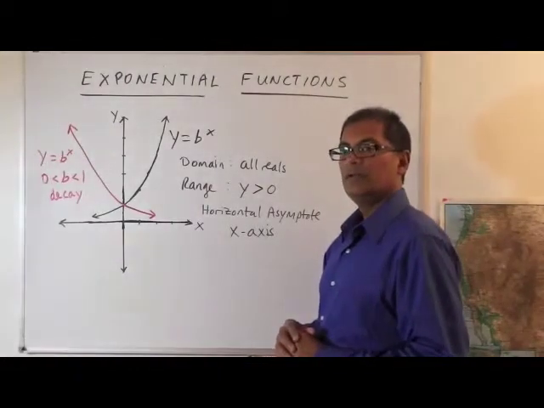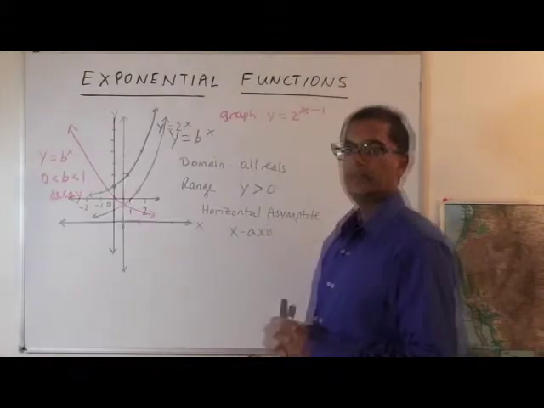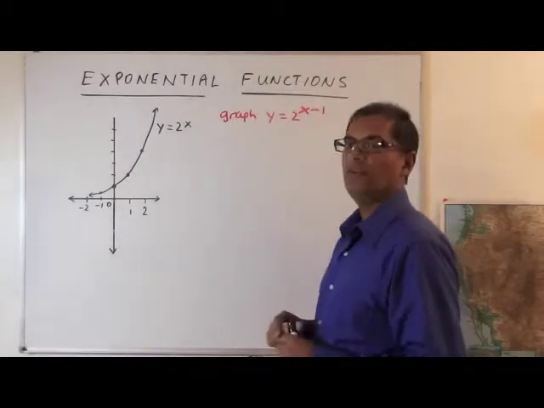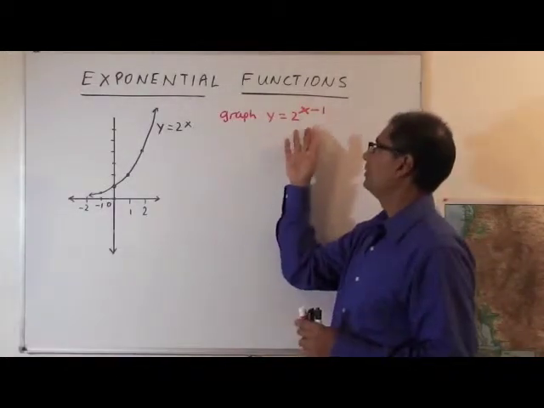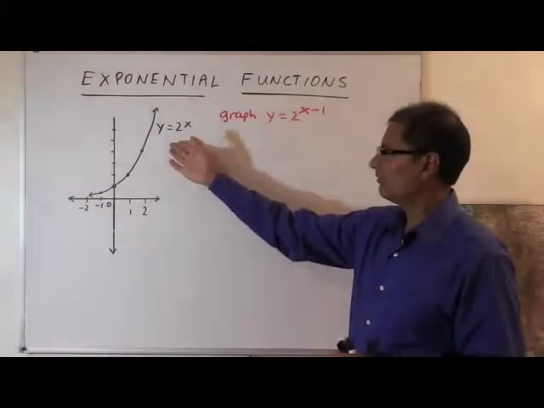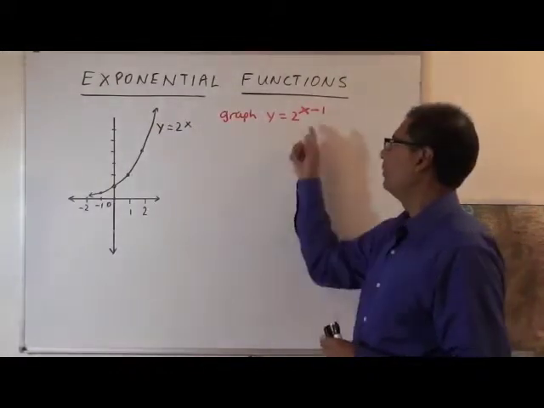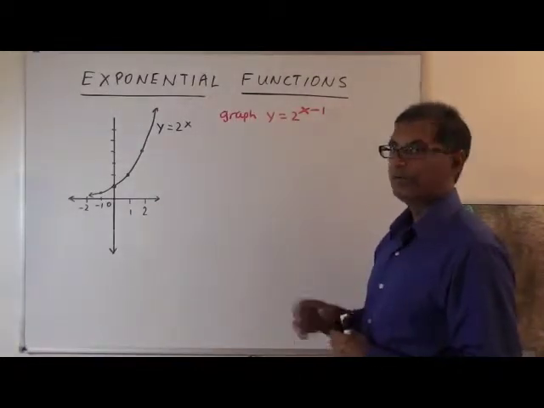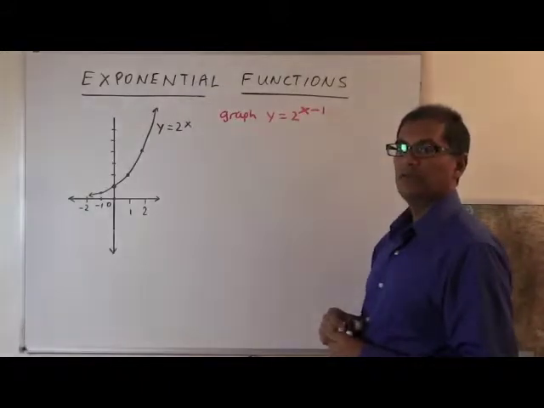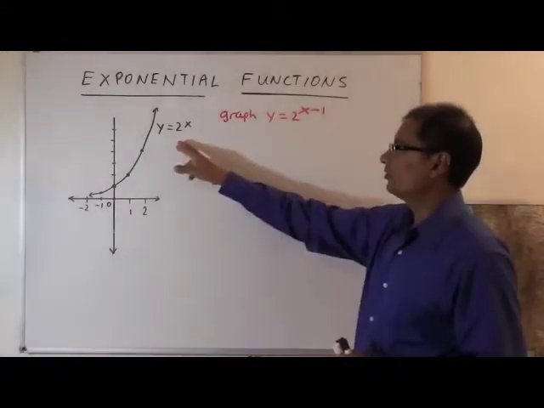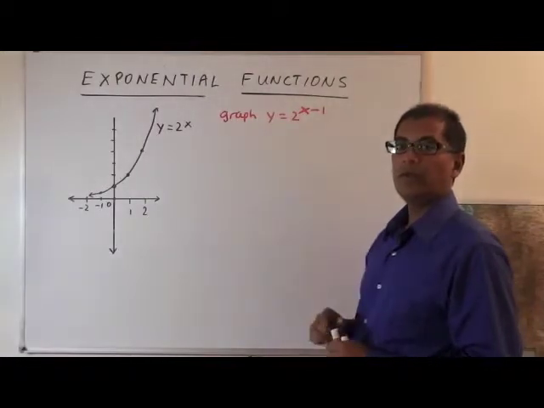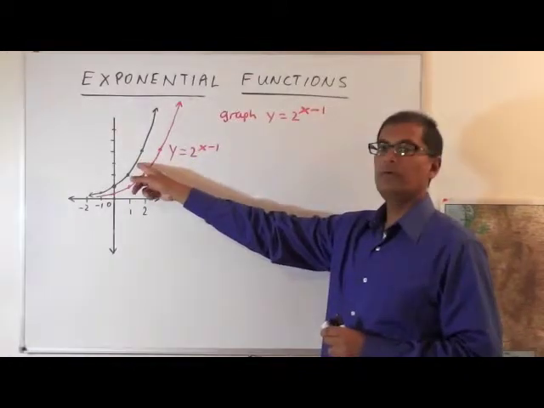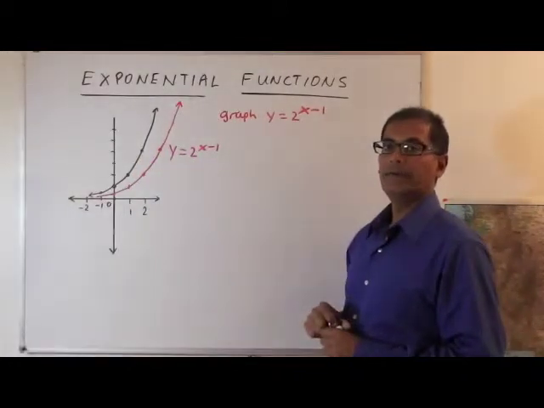Now what happens if we shift around these functions a little bit? So here's a graph of y equals 2 to the x, exponential growth function with base 2. What if we're asked to graph y equals 2 to the x minus 1? How does that affect this graph we have here? Well, remember from transformations, when you do something to the argument, to the x, you're going to shift it horizontally the opposite direction. So 2 to the x minus 1 is going to look just like this graph, but shifted to the right 1. So here's our graph of y equals 2 to the x minus 1, which is the same as the original graph, shifted right 1.